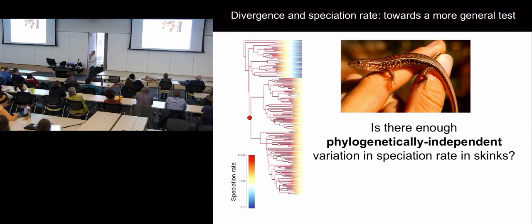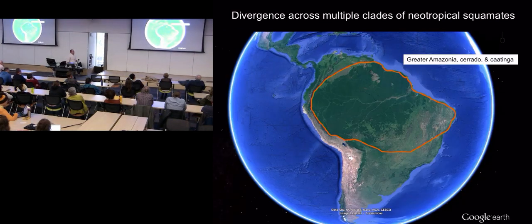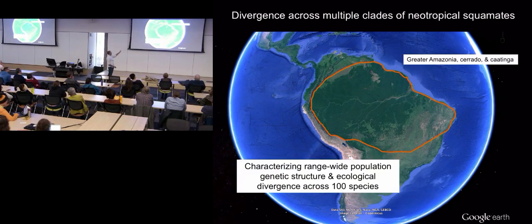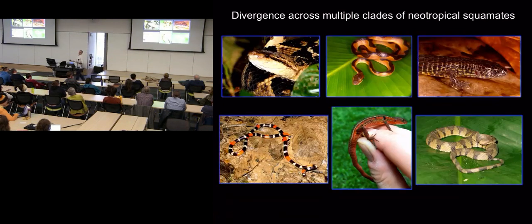And so to get around this issue, or try to expand our analyses, we've been looking at divergence across lots of clades of neotropical squamates that actually differ in their rates of speciation. And so we're characterizing range-wide population genetic structure and ecological divergence across about 100 species from Brazil and Peru in particular, so from the greater Amazon and from the Cerrado and a little bit of the Caatinga habitats. So these are some representatives of some of the taxa that we're looking at across that region.